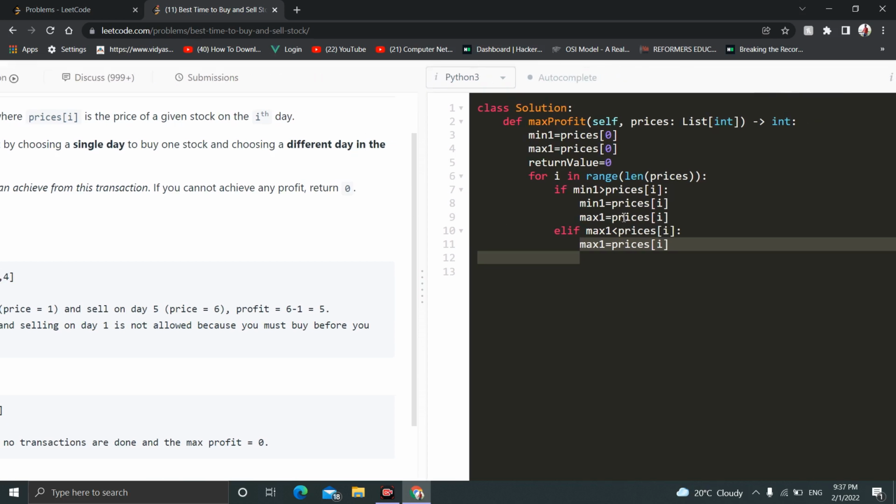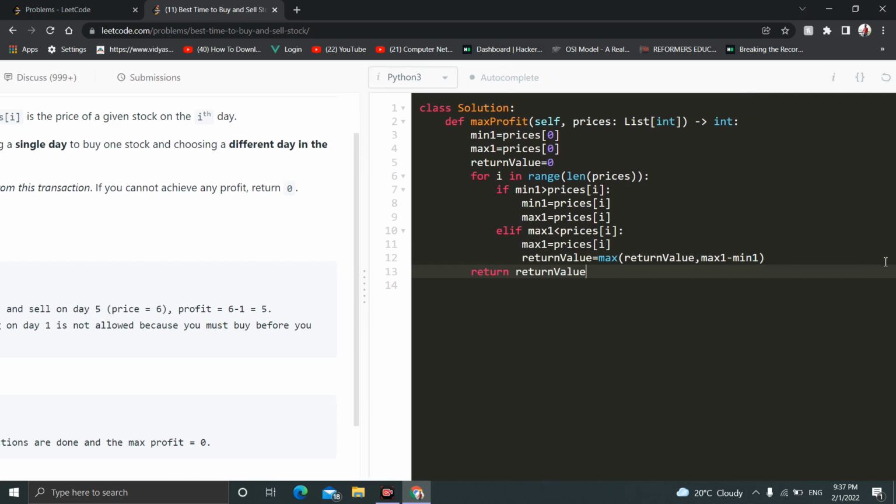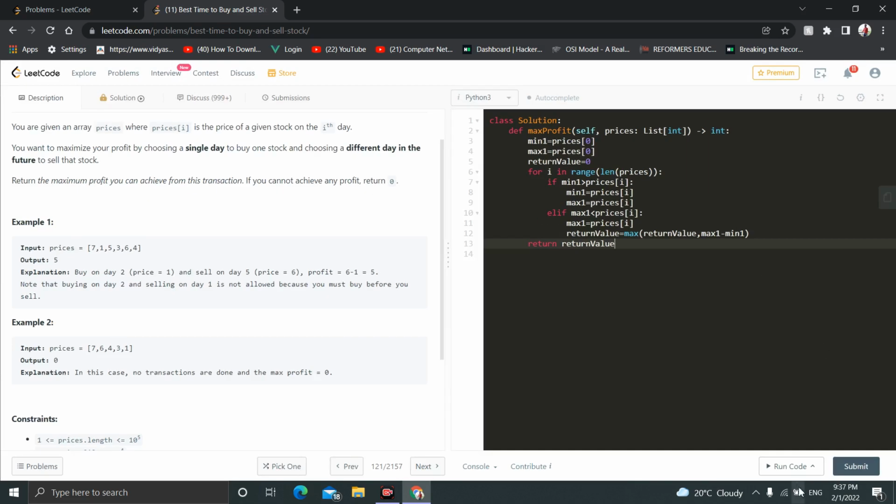So I have to also keep track of the maximum return value which I can get, or you can say the maximum profit which I can earn. So I have to take the maximum between the return value and max minus min. So let's try to run it.